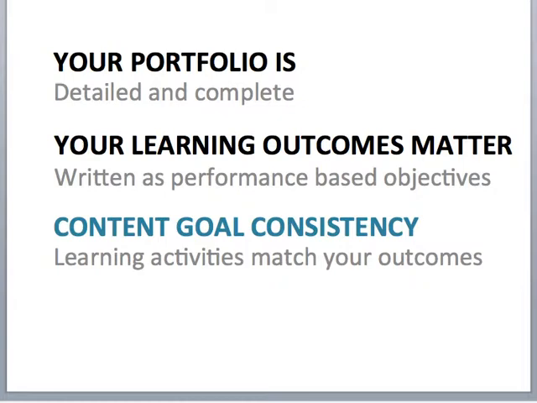The next item in the criteria is content goal consistency. And what I'm looking for here is that your design in your portfolio matches what you actually do in your mini course, that the learning activities match your original outcomes.